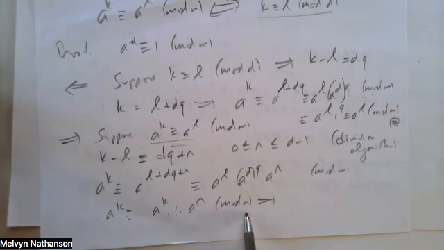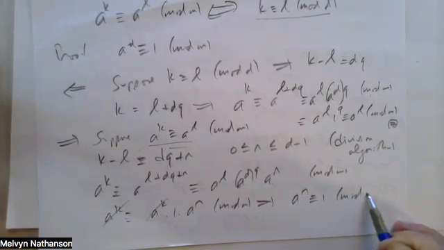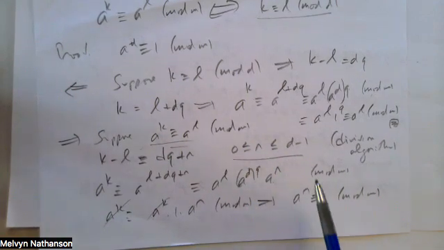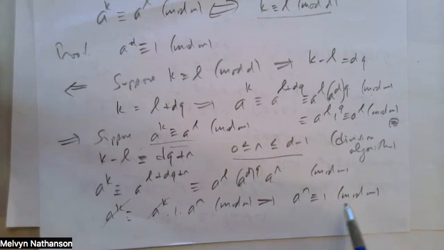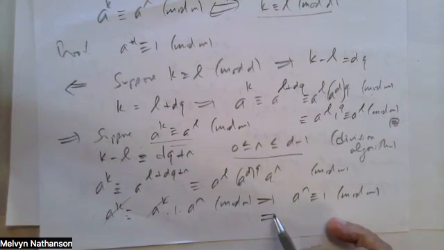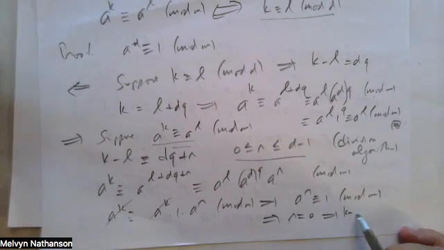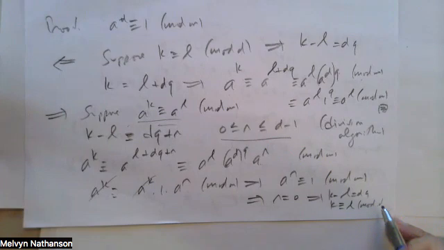A to the k is relatively prime to m, so I can cancel the a to the k. So a to the r is congruent to 1 mod m. But r is between 0 and d minus 1. And d is the smallest positive integer such that a to the d is congruent to 1 mod m. So r cannot be positive. So r has to equal 0. And if r equals 0, k minus l is dq, or k is congruent to l mod d. Okay.